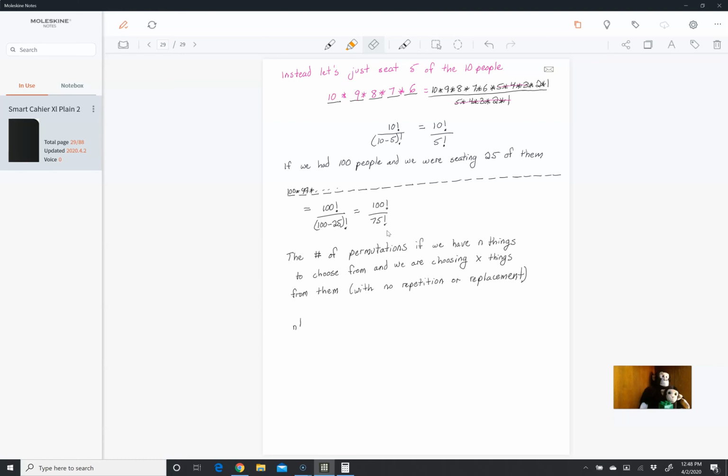The way that we write this is nPx. And I'll put that down in a second. This is n factorial. So if we have 100 things, there are 100 factorial ways of choosing all of them. But we're only, sorry, this should be an x, not an r. But we're only choosing x of them. So we're canceling out everything else. So we have n factorial over (n minus x) factorial. Okay, so the P just tells us it's a permutation.